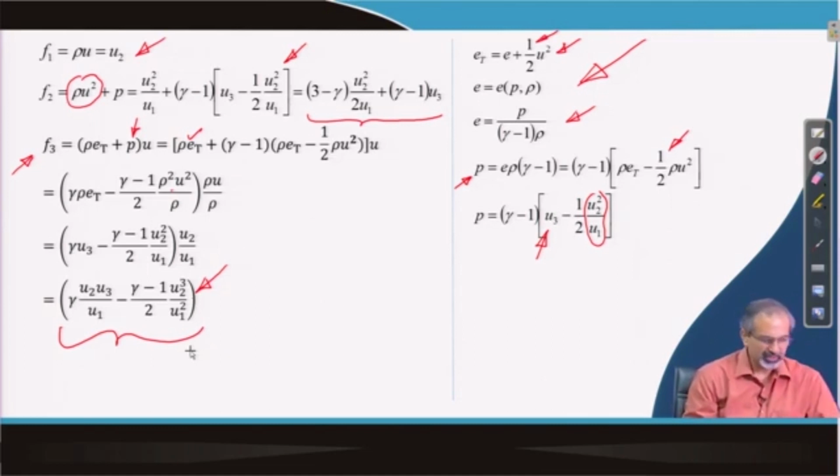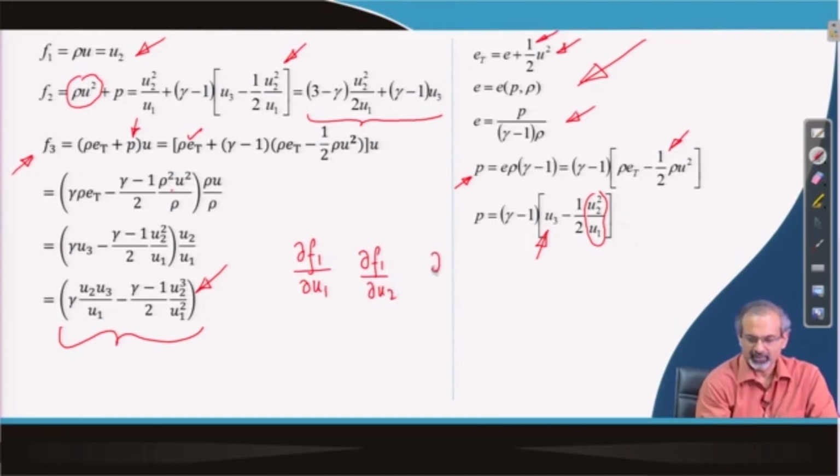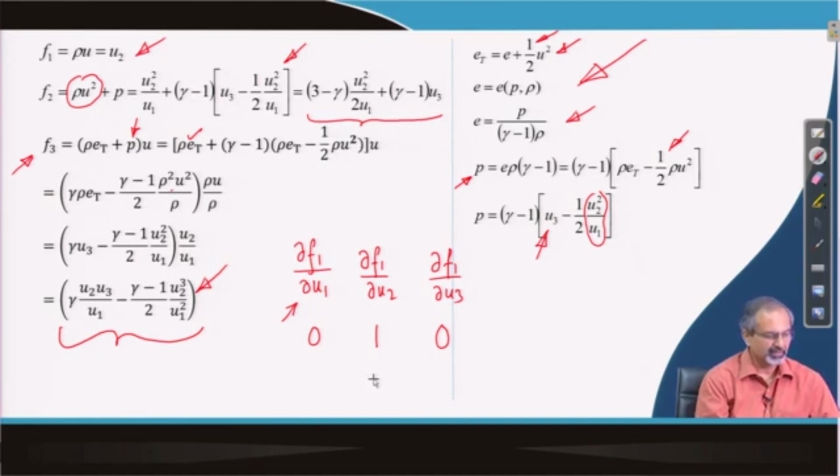So, in order to work out the derivatives, you have to work out terms like say del f1 del u1, del f1 del u2, del F1 del U3 and so on, right. So, in order to do that, you take the expression for F1 for example, and if you take a derivative like this, then because it is only dependent on U2, this will become 0, this will be 1, this will again be 0. So, that fills the first row of the A matrix.